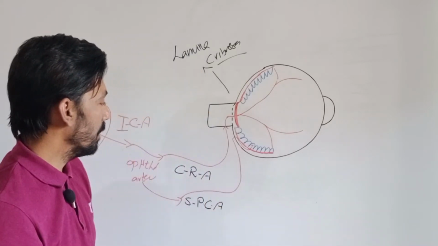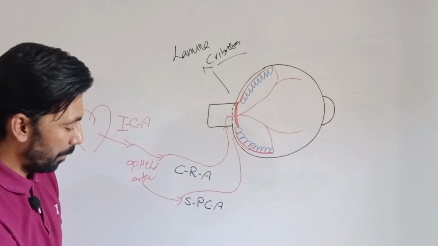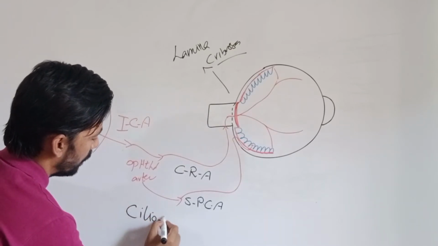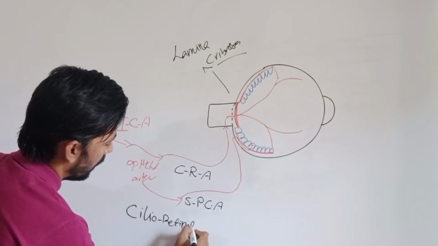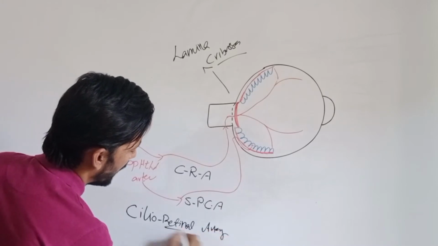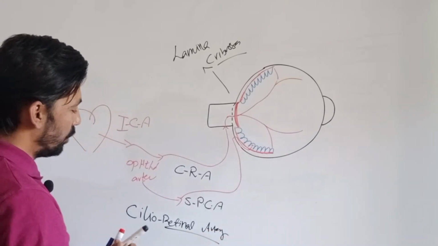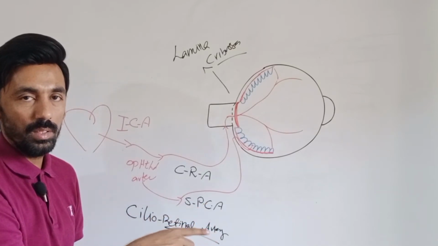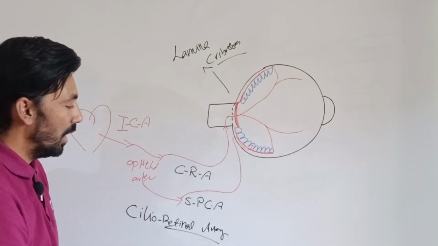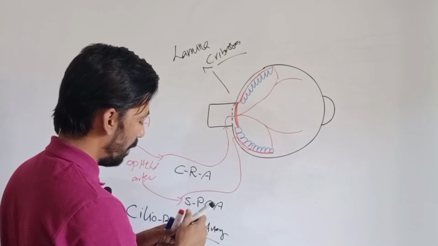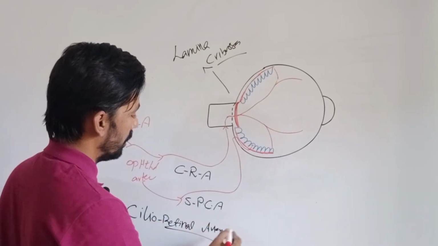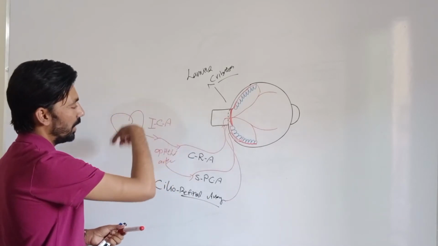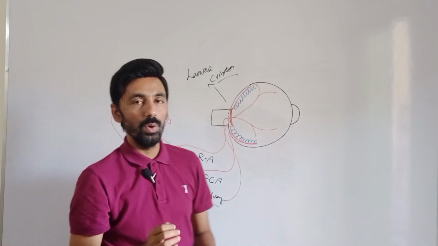So another artery is the cilioretinal artery, right? This cilioretinal artery is actually part of the short posterior ciliary arteries. It's part of that system, right? And it will give supply to the optic disc over here, right? So these are 3 different pathways for the blood supply towards the retina.